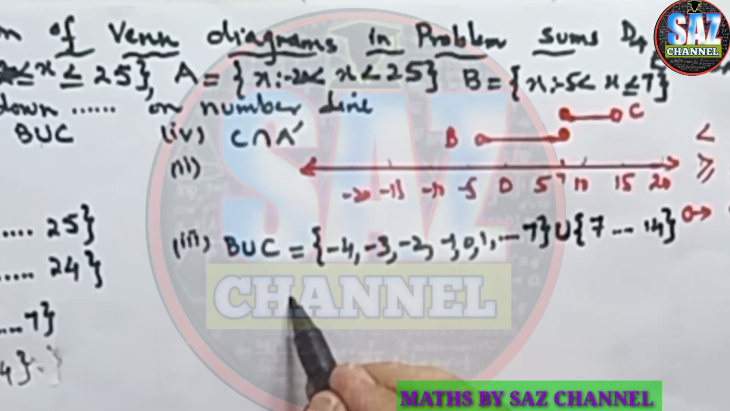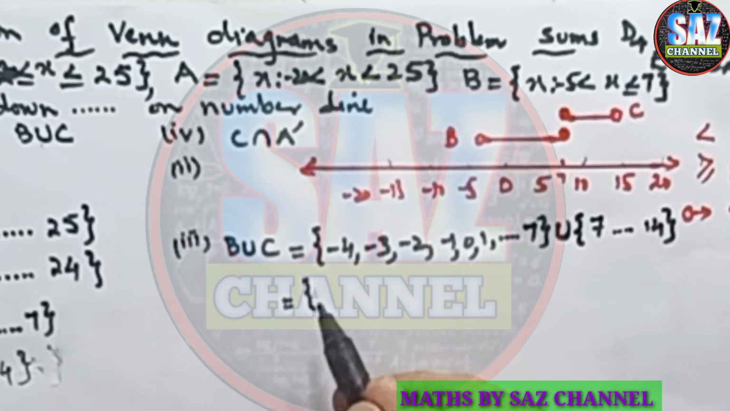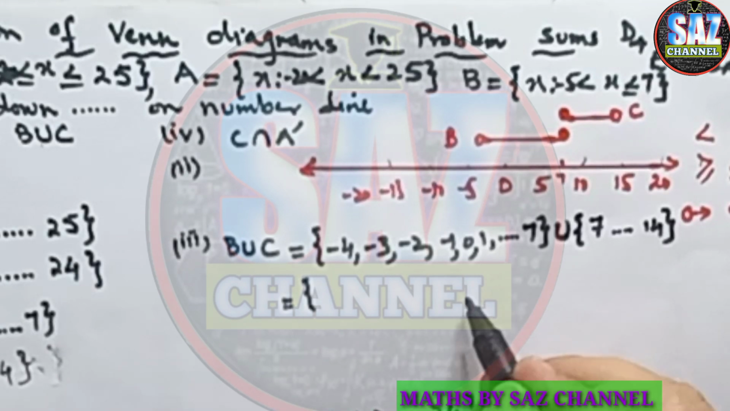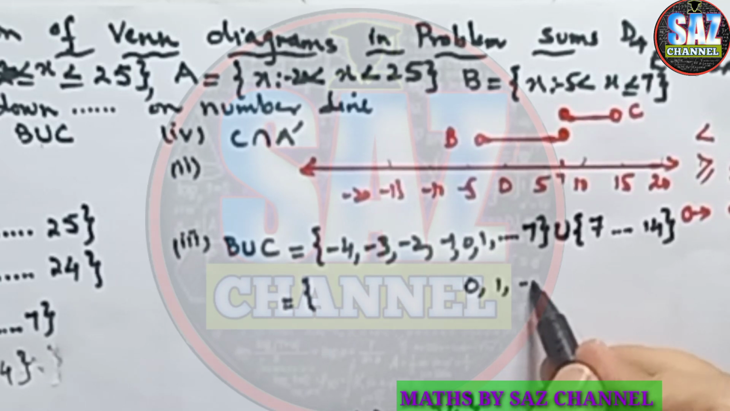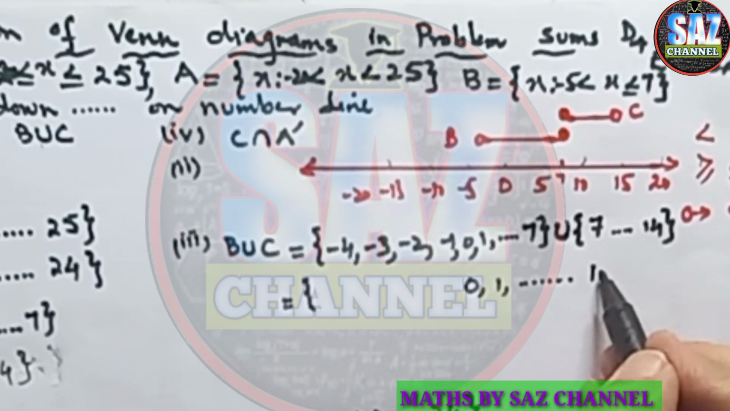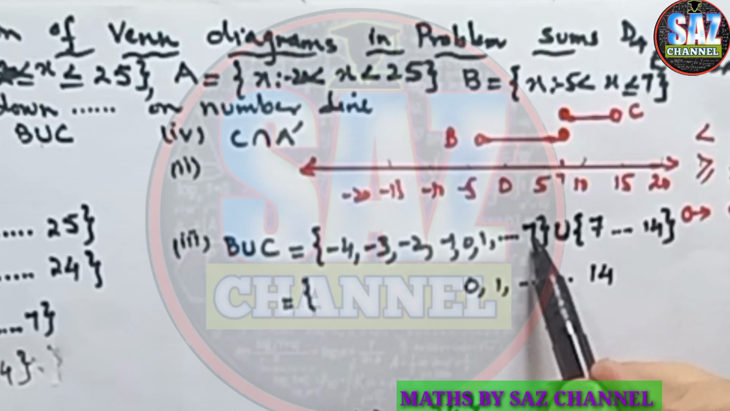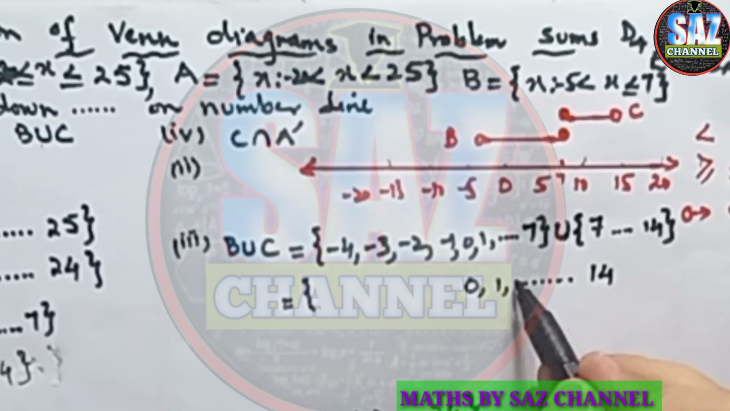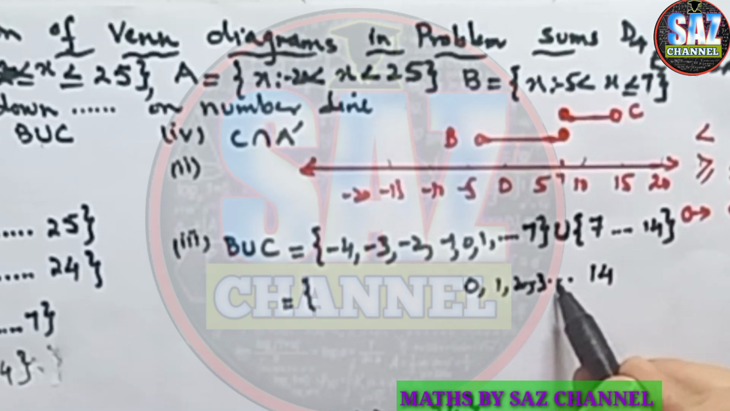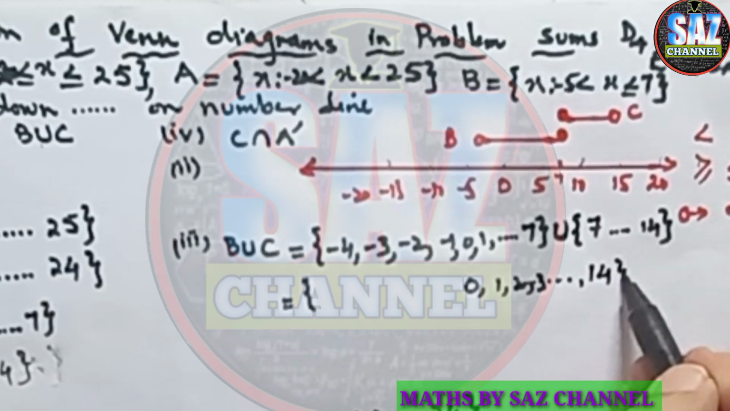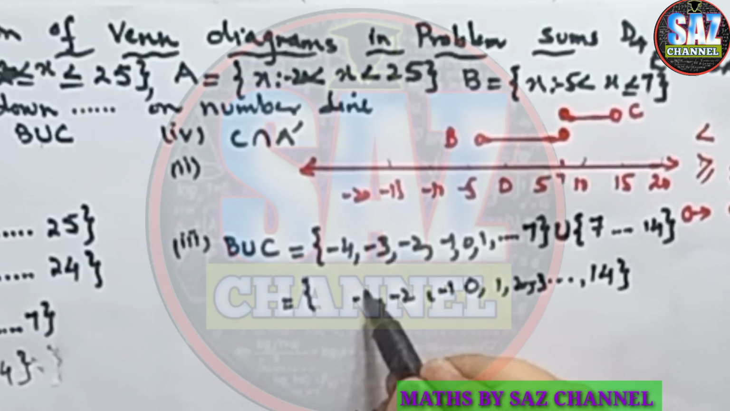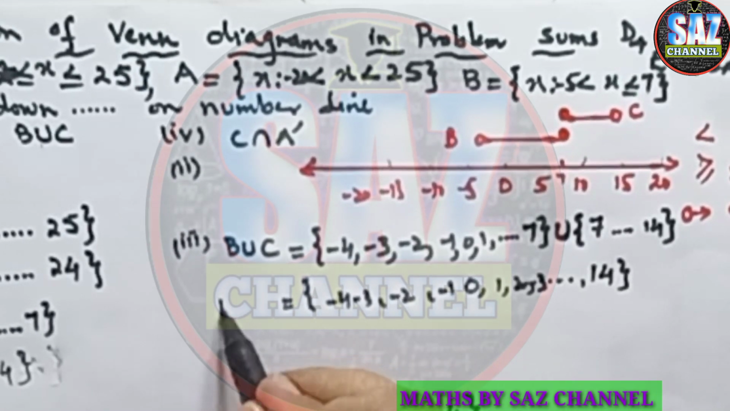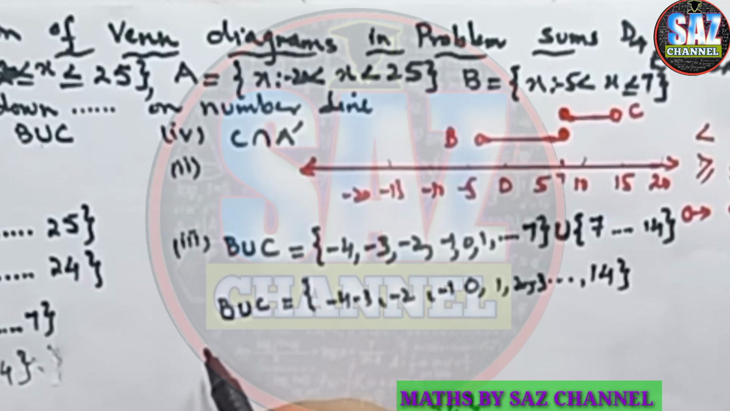So B union C will be the set which will consist of all the elements of set B and set C. So I can write 0, 1, 2 till 14, because till 7 we have the elements in this set, and from 7 onward we have the elements in the other set, and on the other side I have the elements minus 1, minus 2, minus 3 and minus 4. This is the answer of union, B union C.